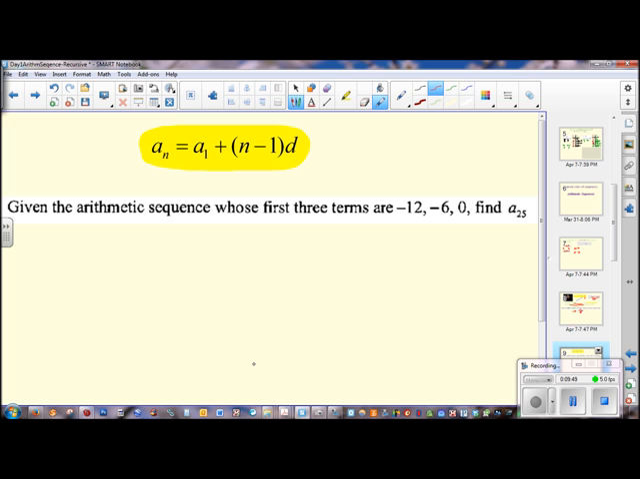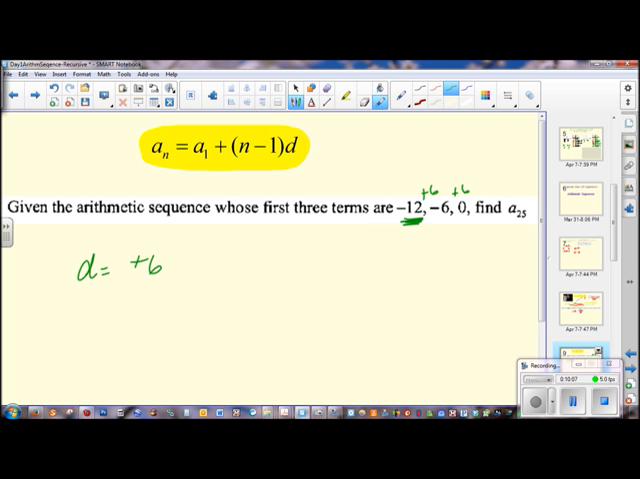We have an arithmetic sequence. The first three terms are minus 12, minus 6, and 0. We want to find the 25th term. Well, how do we get from minus 12 to minus 6? We add 6. And how do we get from minus 6 to 0? We add 6. This means that a common difference is equal to plus 6.